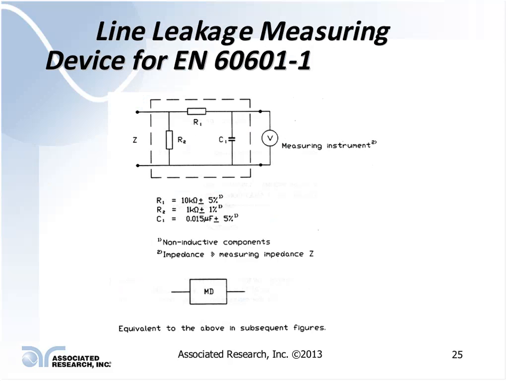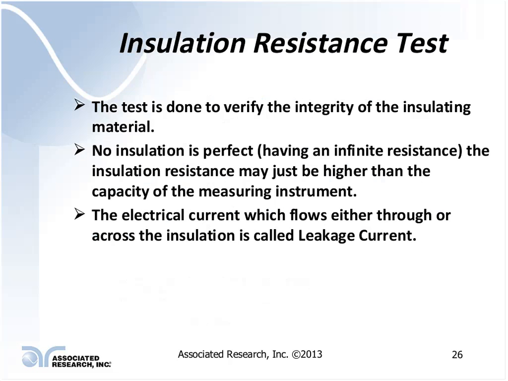Some of the impedance networks, 60601 specifies essentially a value for R1 of 10K. The R2 is a 1K ohm, and this capacitor is a 0.015 microfarad capacitor. My voltmeter is strapped across this. So this is essentially my current meter, my measuring device that appears in all of our diagrams to indicate how we're actually making the current measurement itself. Okay.